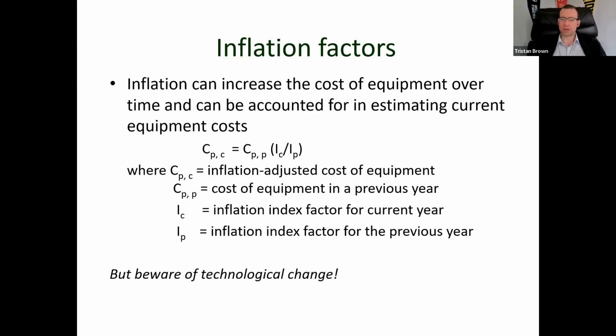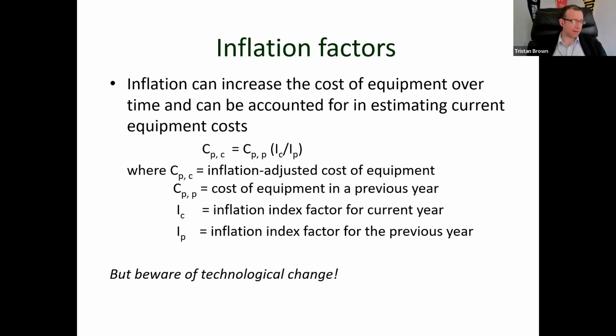And so if you're using a cost estimate that's several years old, it's always a good idea to consider the impact of inflation on it. Inflation can increase the cost of equipment over time, and it can be accounted for in estimating current equipment costs. Again, just like the scaling factor, we have a formula we can use. All you really need to know is the specified years, right? The previous year you're taking your estimate from, the year you want to inflate the cost to, and what the inflation index factor ultimately is compared to the cost of the equipment.